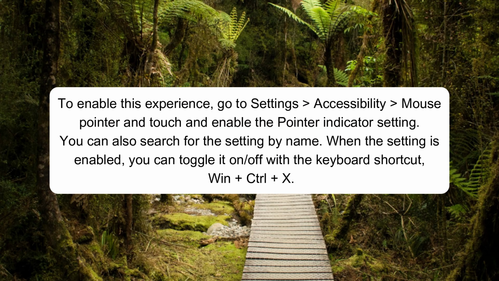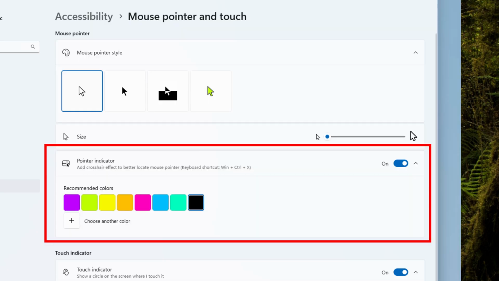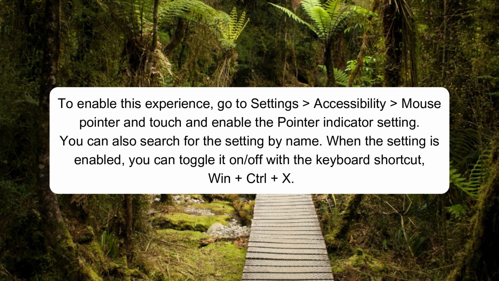To enable this experience, go to Settings > Accessibility > Mouse Pointer and touch, and enable the pointer indicator setting. You can also search for the setting by name. When the setting is enabled, you can toggle it on and off with the keyboard shortcut Win + Control + X.